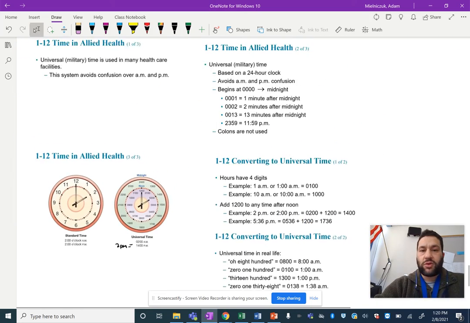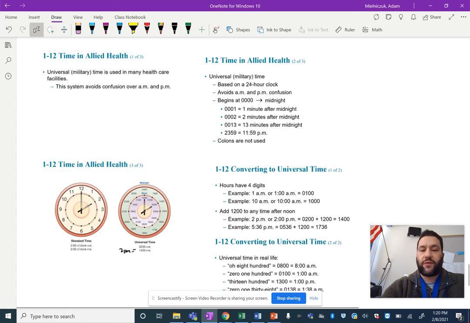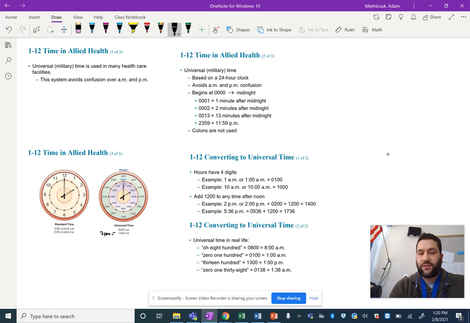All right. So when converting to universal time, it always has 4 digits. For example, 1 a.m. is 0100. 10 a.m. is 1000. Add 1200 to any time after noon. So for example, 2 p.m. would be 200 plus 1200, which gets you to 1400. 5:36 p.m. would be 0536 plus the 1200 to get a time of 1736.